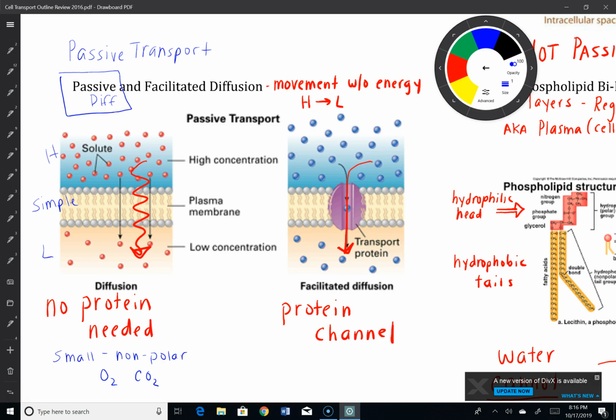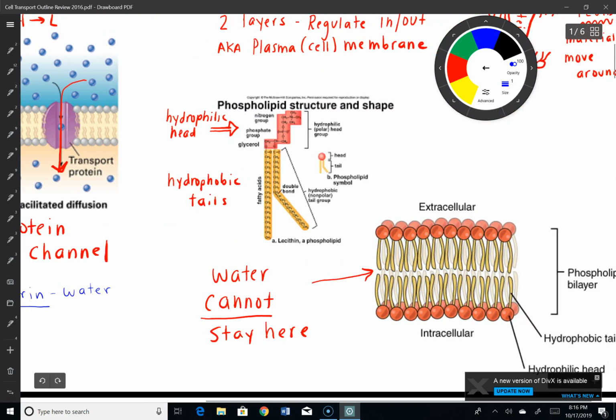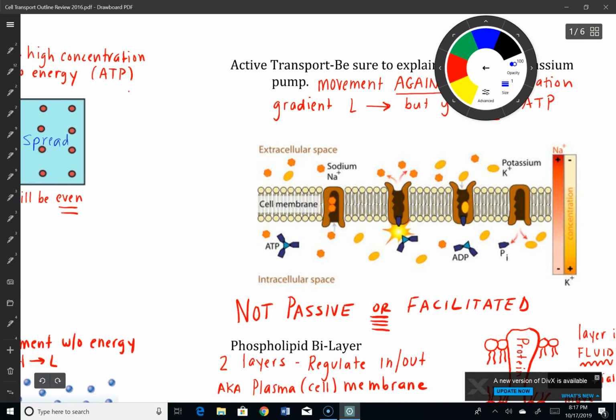The other type of passive transport is called facilitated diffusion. Same thing, high to low through the cell membrane, but this time you need the help of a protein channel. Another example of this will be something called an aquaporin. This is how water moves across the cell membrane. Water, remember, is polar. It's small, but it's polar. So an aquaporin is another example of passive transport, but facilitated diffusion through what is known as an aquaporin. All of those things do not require any ATP. This next section does.